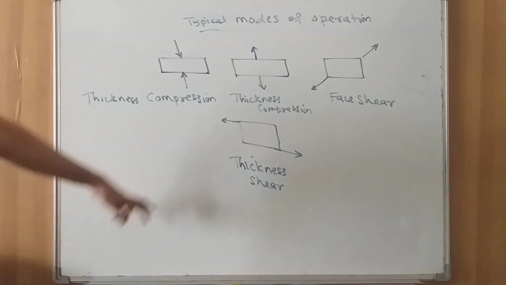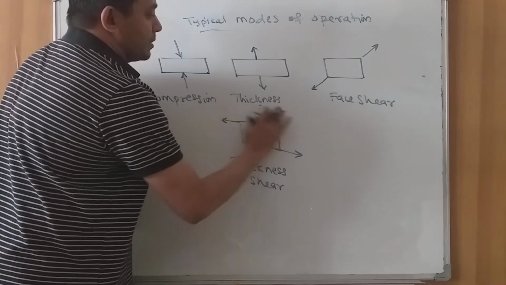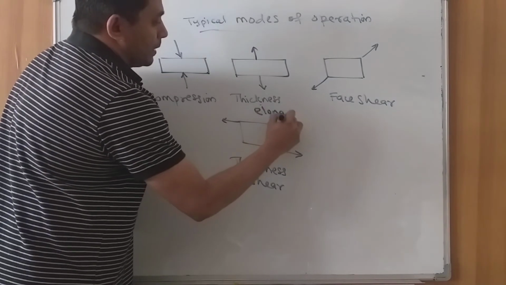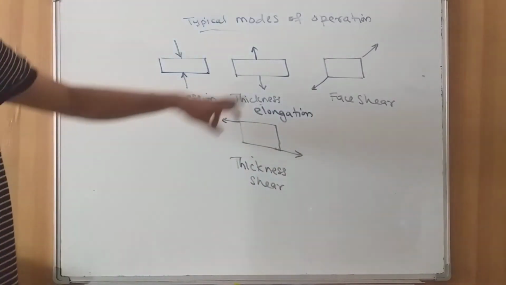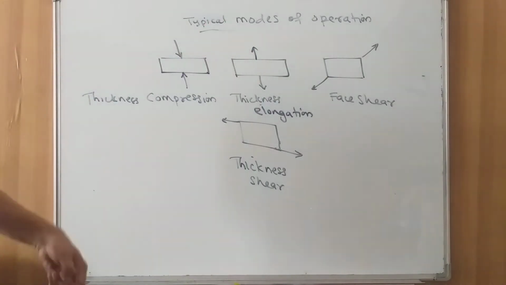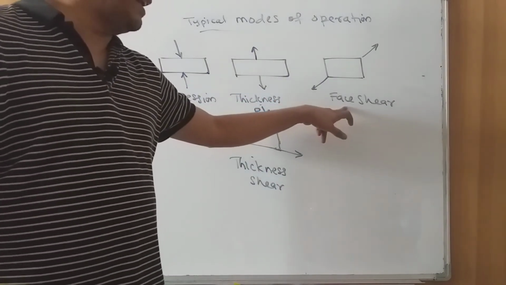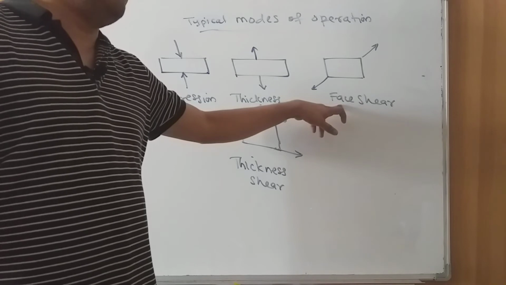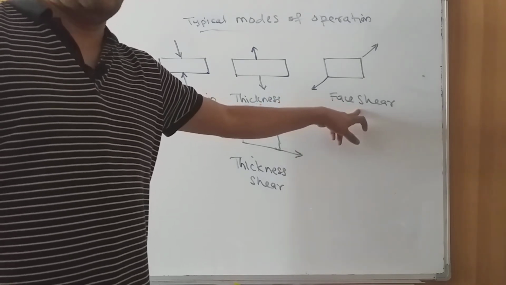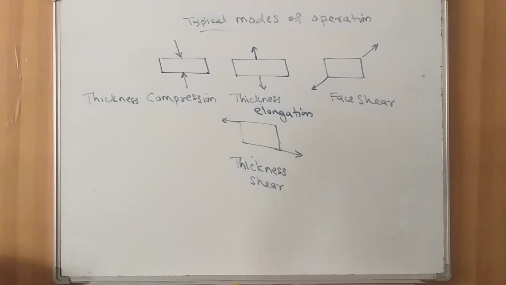In the same manner, this is an elongation, thickness elongation. In this case, the force applied is a tensile force. As a result, the thickness is going to be increased. And this force is a shear force, but acting along the face. So, this is going to induce some kind of face shear, and in this example, this is a thickness shear. We are going to apply the shear along the thickness. So, these are some examples of the modes of operation of this type of transducer. There are many other modes in which this device can also be operated.